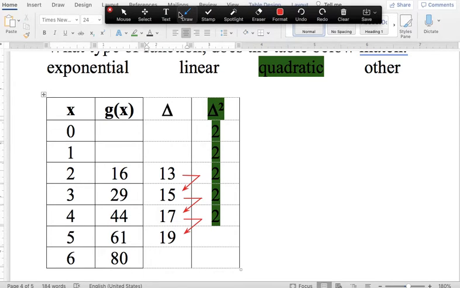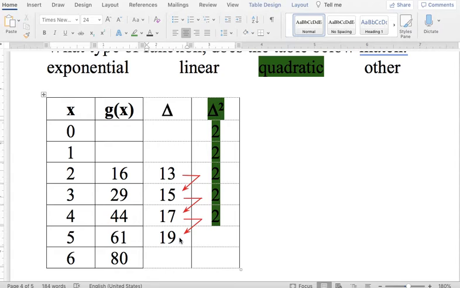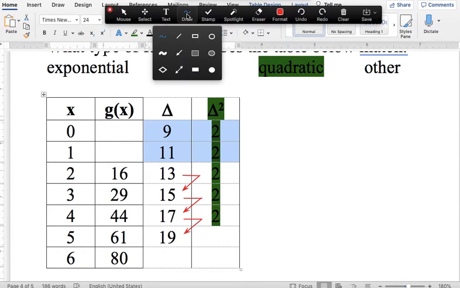Going in the up direction, I can think of it as subtraction. So 19 minus this 2 gave me 17. 17 minus this 2 gives me 15. 15 minus this 2 gives me 13. 13 minus this 2 would give me 11 here. 11 minus this 2 gives me 9 here. Okay, so we have now gone backwards to fill in these two columns. So same sort of deal to fill in my g of x.